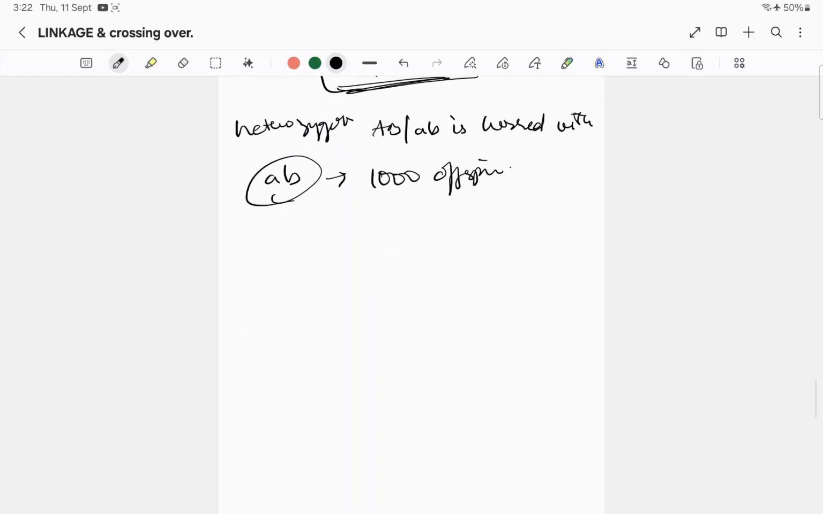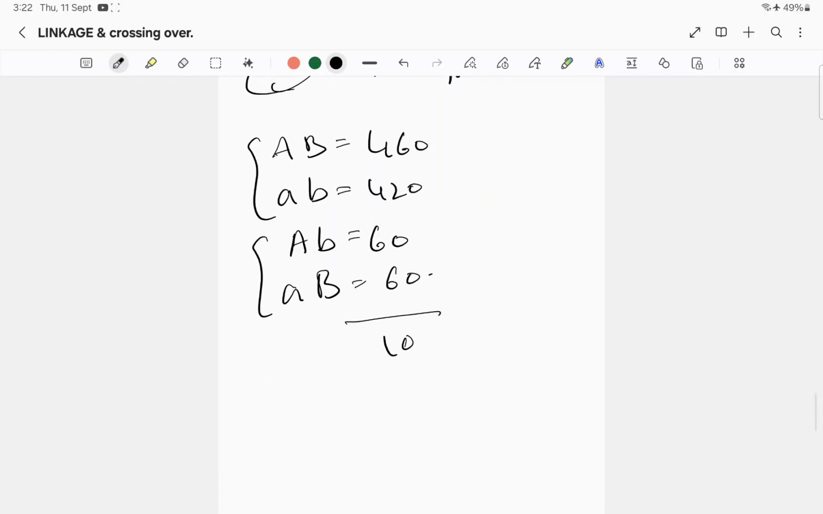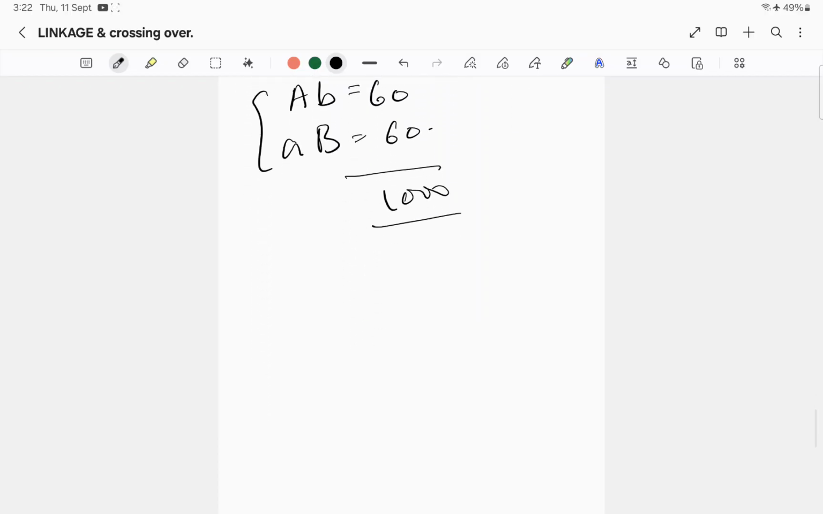If the frequencies of these 1,000 offspring are: capital A small b, small a capital B. These two are recombinants, and these are parental combinations. If capital AB is 460 and small ab is 420, these are 60 each. The total will be 1,000, right?